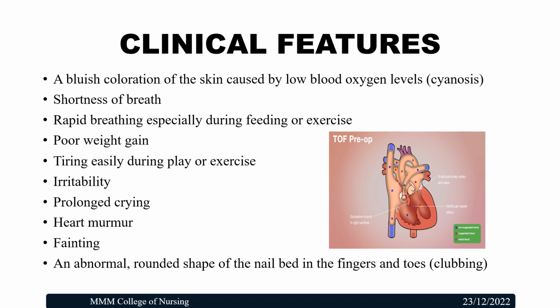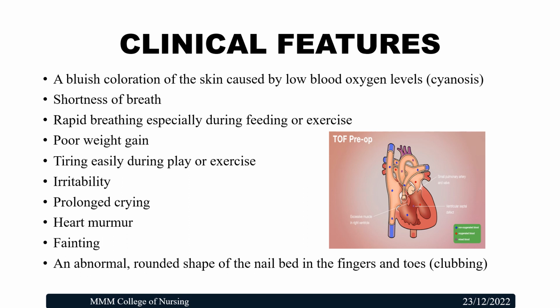Next, coming to the clinical features. A bluish discoloration of the skin caused by low blood oxygen level, that is cyanosis. So you can very well know the deoxygenated and the oxygenated blood is being mixed in tetralogy of Fallot, which is causing cyanosis to the baby. And coming to shortness of breath and rapid breathing, especially during feeding or exercise.